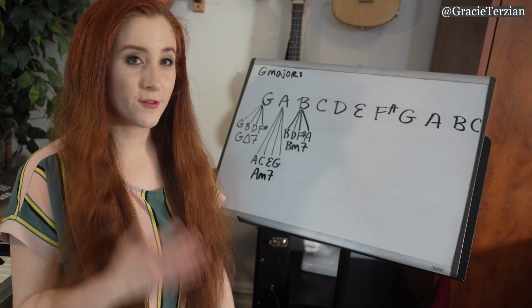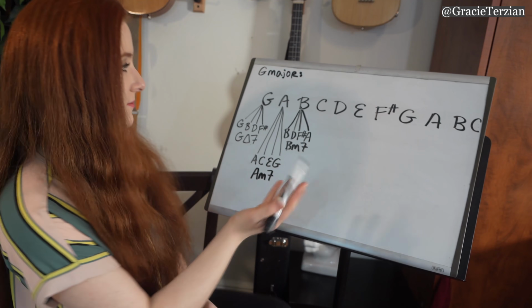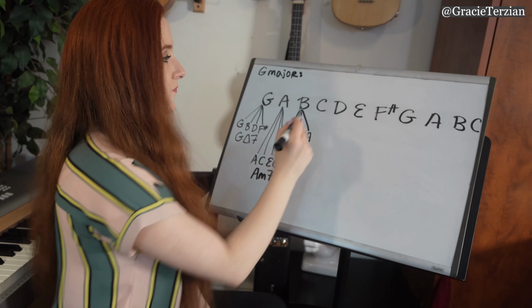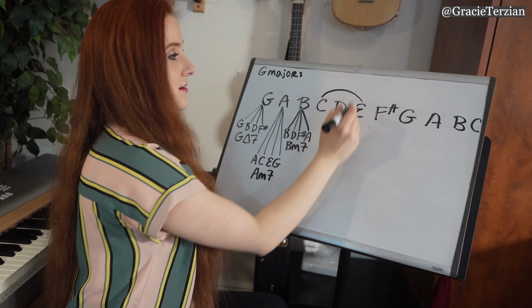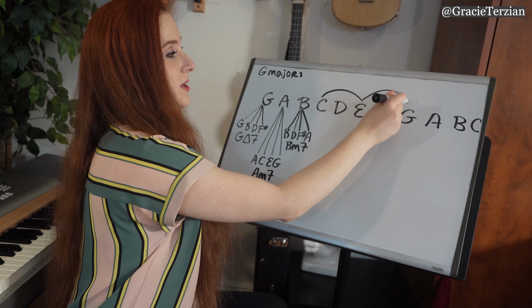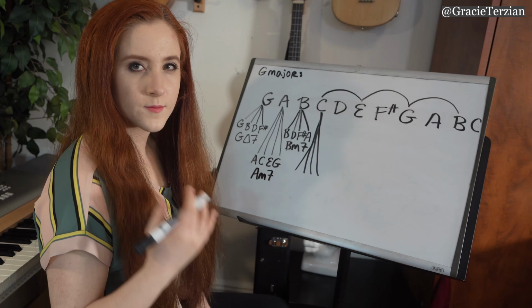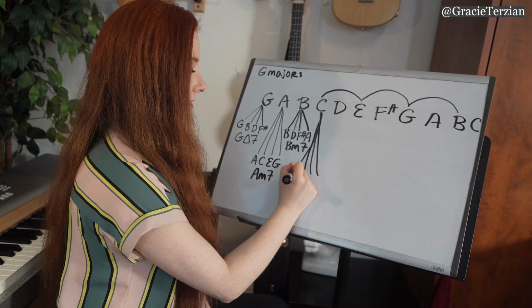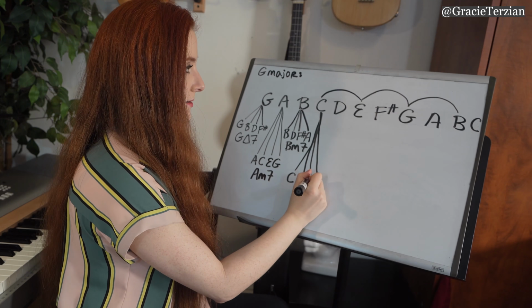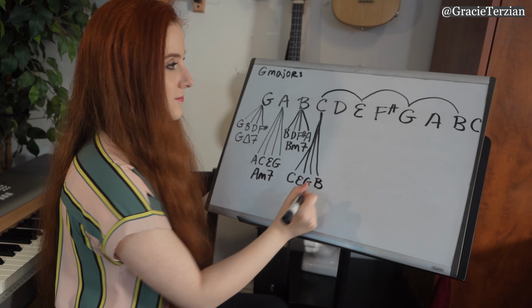So we start on the 4th note of the scale, which is C, right? Then we hop over D and we get to E. Then we hop over F sharp and we get to G. Then we hop over A and we get to B. So the notes are C, E, G, and B.